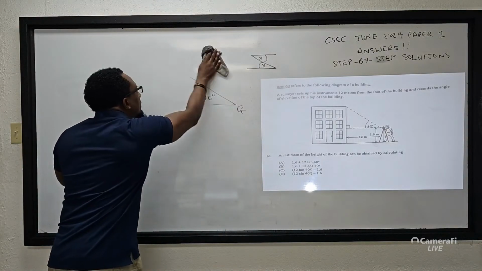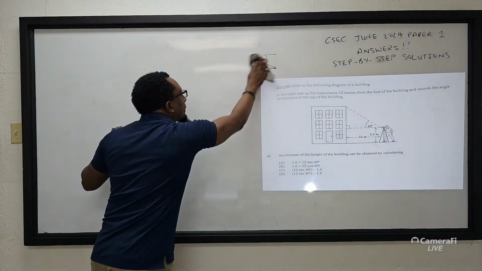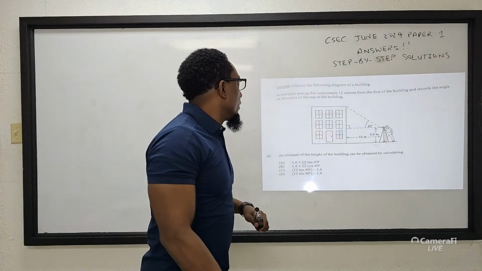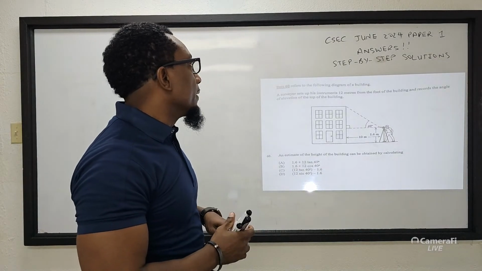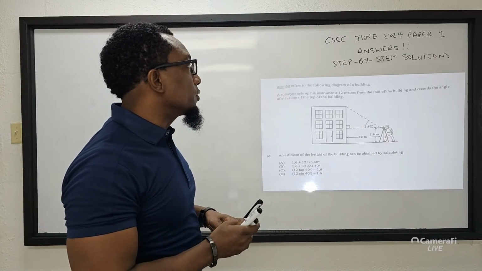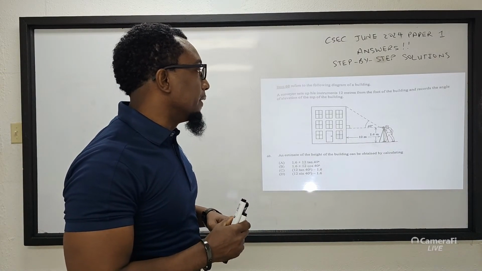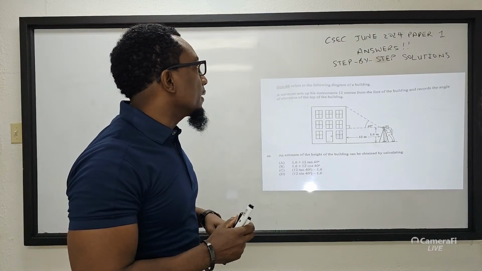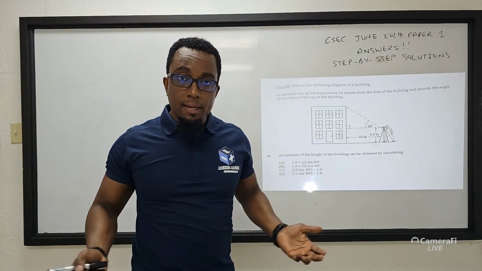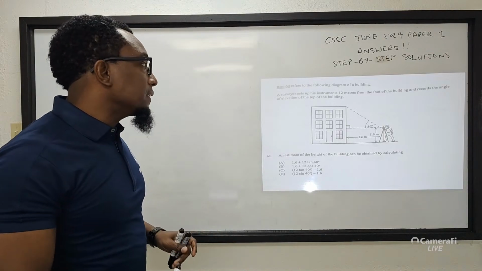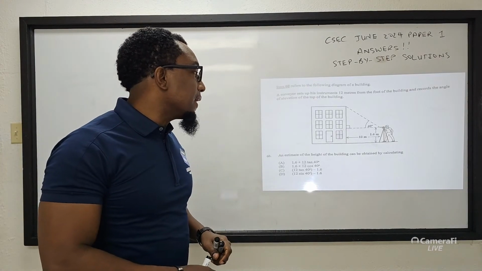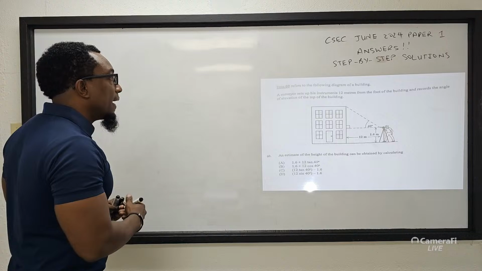Item 60 refers to the following diagram of a building. A surveyor sets up his instrument 12 meters from the foot of the building and records the angle of elevation of the top of the building. An estimate of the height of the building can be obtained by calculating. So, we want the height of the building.